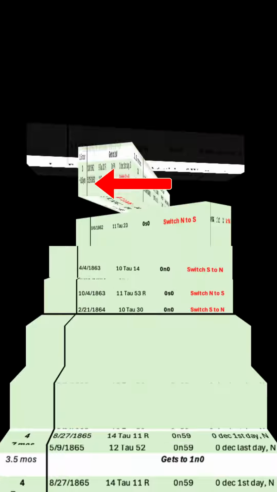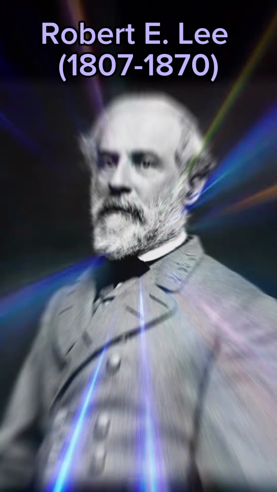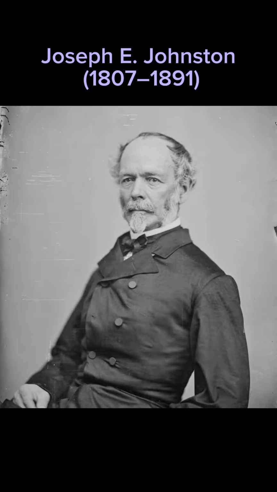On May 26, 1862, Pluto switched directions, still over the equator but at zero north declination now, not zero south. A few days later, on June 1st, Jefferson Davis assigned the 55-year-old General Robert E. Lee command of the Army of Northern Virginia for the South, after General Johnston was wounded in the Battle of Seven Pines.